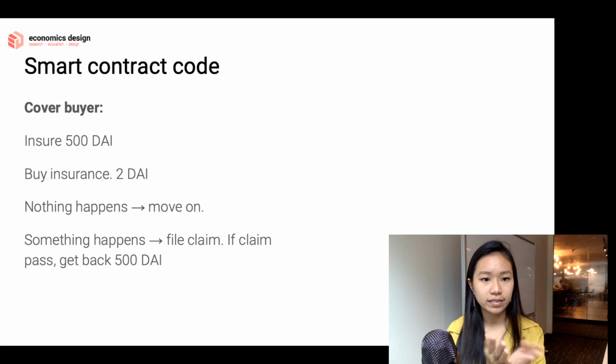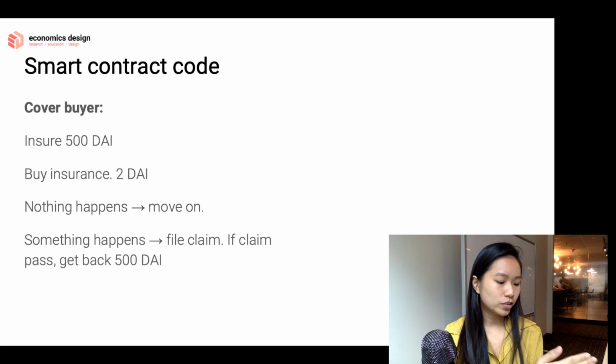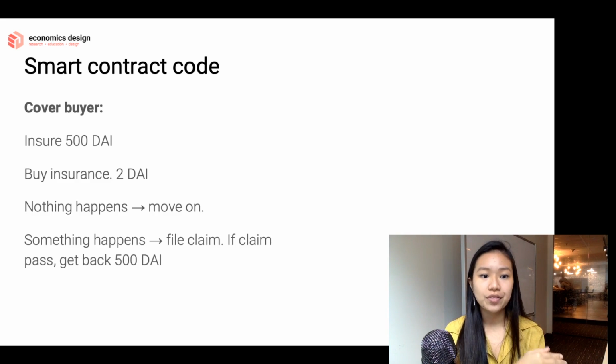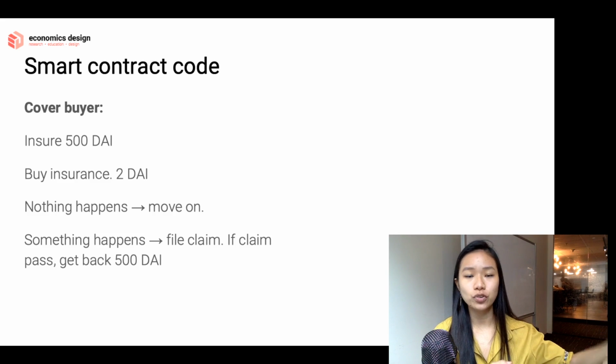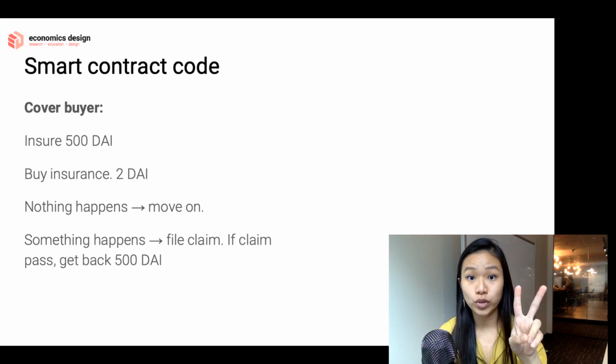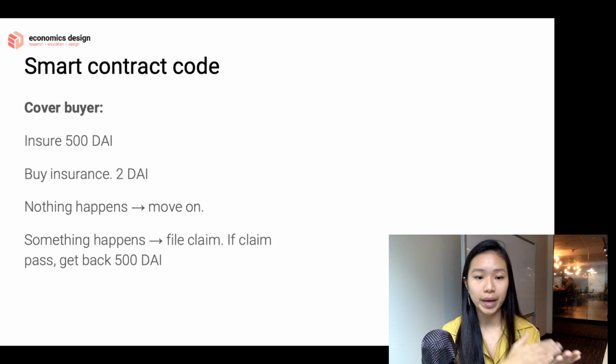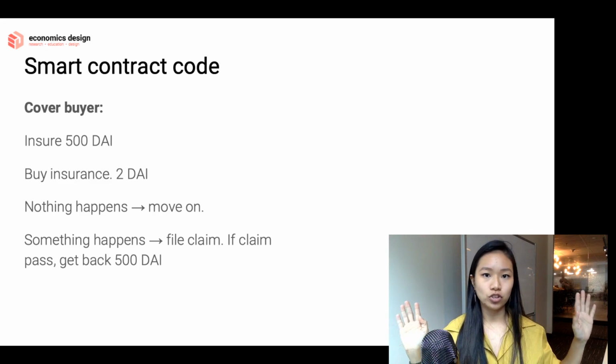The claim will assess, okay, this smart contract, is there a problem? Is there a bug? If there's no bug, sorry, you can't get anything. If there's a bug, and we can prove that there is a bug, then your claim passes, and 500 DAI is returned to you. All you lost is that 2 DAI to buy insurance, but you get your 500 DAI back. And that's it. Good to go.